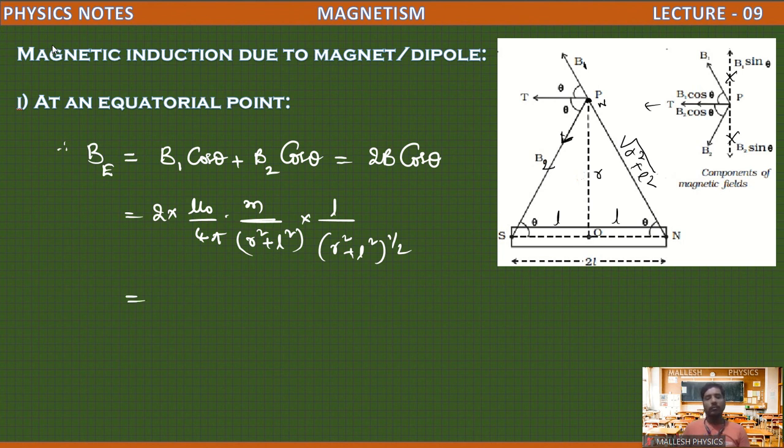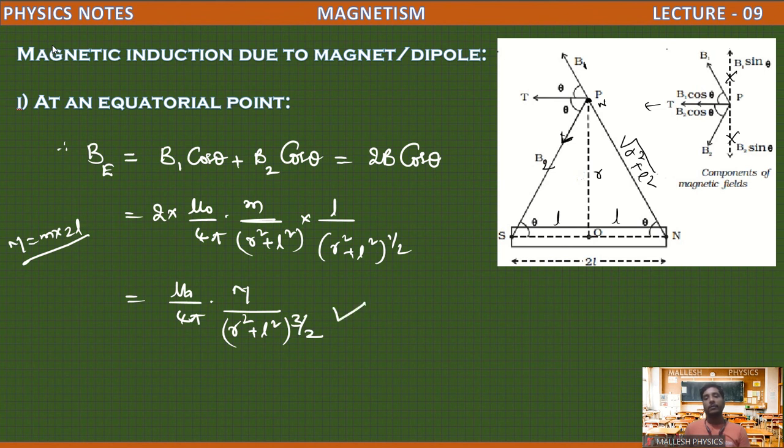Now we can write 2ml as capital M, right? So M is equal to m into 2l. Now instead of 2ml, I will write capital M. So mu naught by 4 pi, capital M divided by (r square plus l square) whole power 3 by 2, 1 plus 1 by 2 whole power 3 by 2. Okay, so this is the formula.